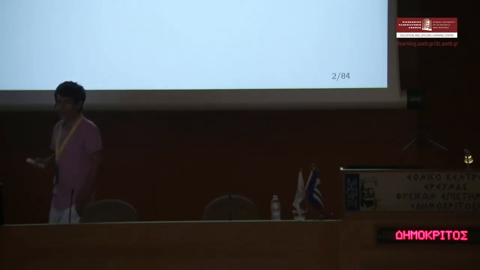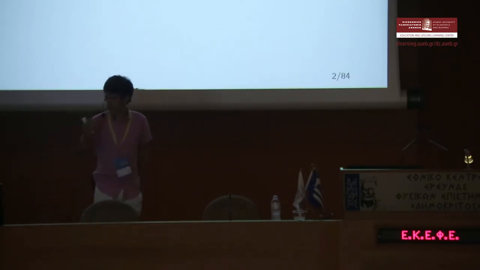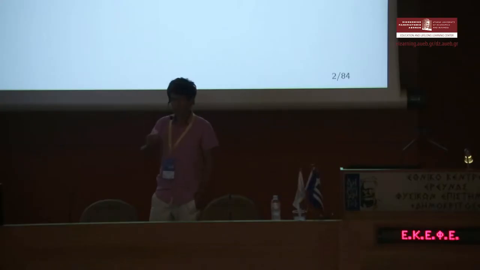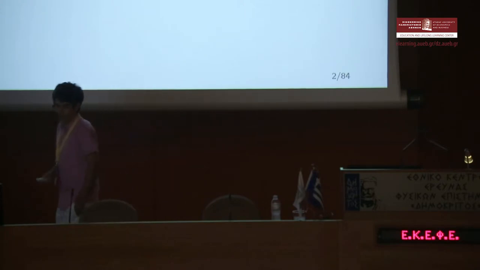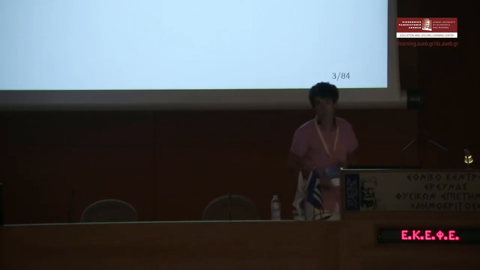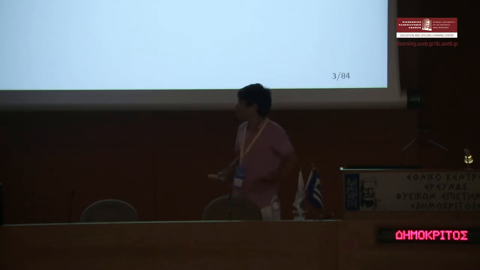So the lecture today is about structure prediction. We call it structure prediction whenever the output values are structures, for example sequences or trees. Normally, in that case, the inputs are also structured, but what defines structure prediction is the output. Let me give you some examples. In NLP, almost everything in language is represented in the form of a structure.